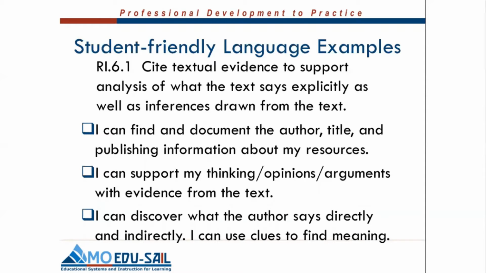In order to cite textual evidence to support analysis of what the text says explicitly, as well as inferences drawn from the text, students should find and document the author, title, and publishing information about the resources. They should support their thinking, opinions, arguments with evidence from the text, and discover what the author says directly and indirectly by using clues to find meanings.